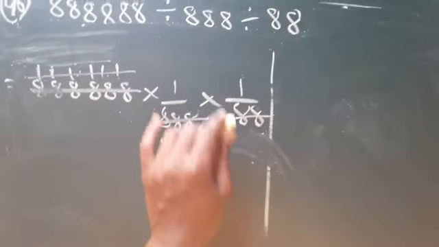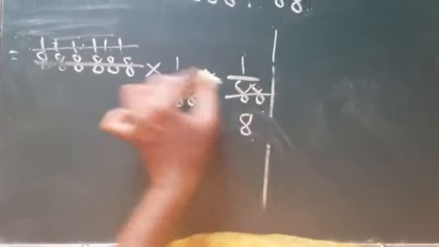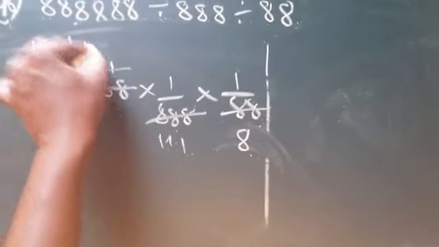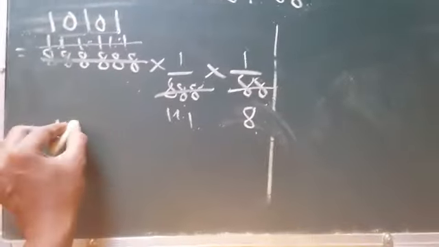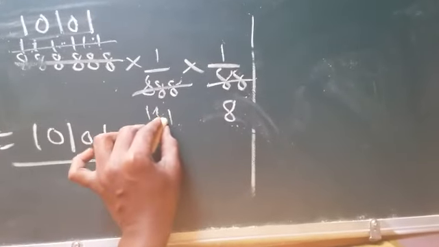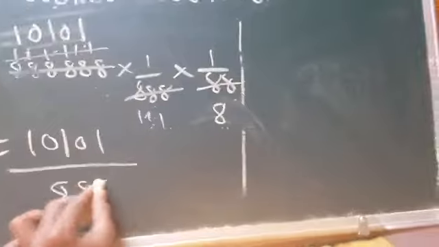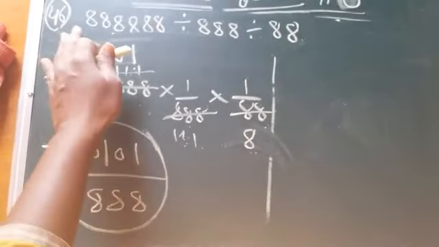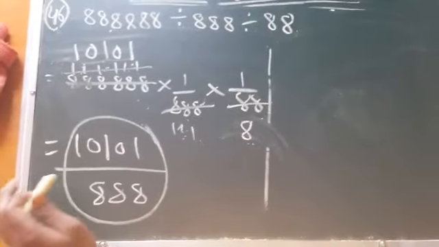If you divide again with 11, 11 8s are 88, 11 1s are 11, 0, 11 1s are 11, 0, 11 1s are 11. It will become 10101 divided by 8 into 111, 88. If you want to simplify this further, you can simplify, but this is the final answer for this question.